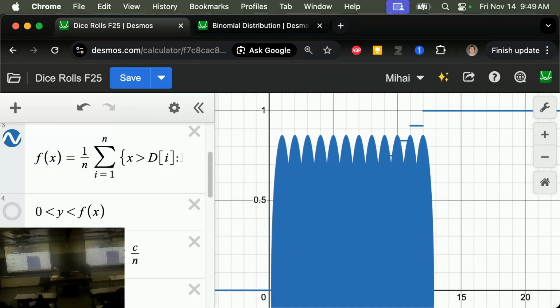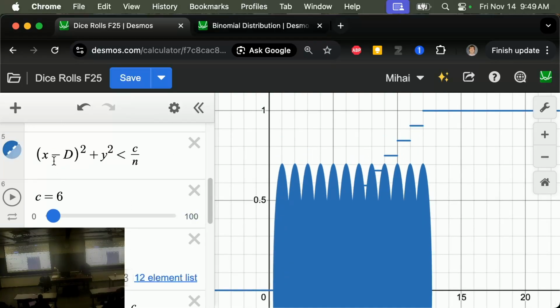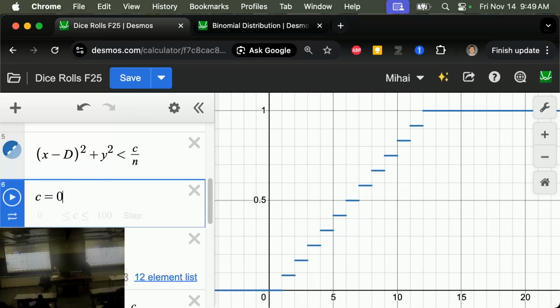Okay, and now you see I made the things way too big. So I have this little slider to put these back down where they belong. Okay, so these little blue spikes over here, these are the little atoms, like the representation before. And now I have drawn the cumulative distribution function as this step function. This is the cumulative distribution function for the dice roll.